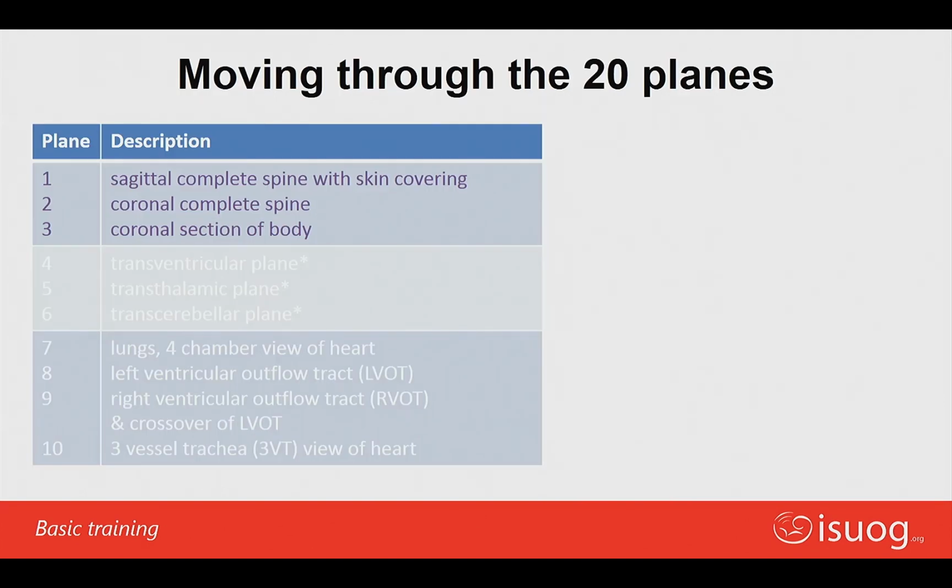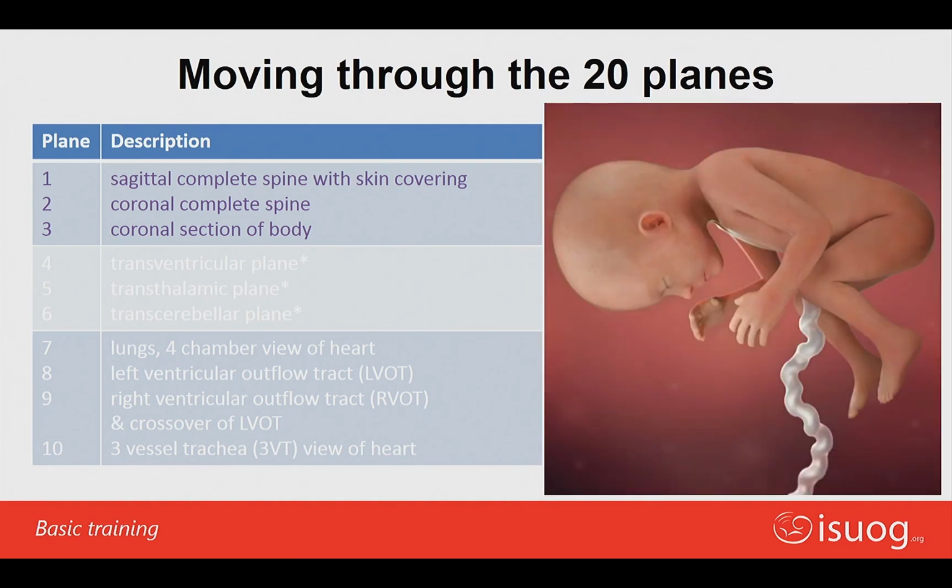So we found out by using the 6-step approach where the baby is lying in the uterus, and then what we're going to do is do the first overview, because we're going to look at planes 1, 2, and 3, which Titsi will talk about in a minute.